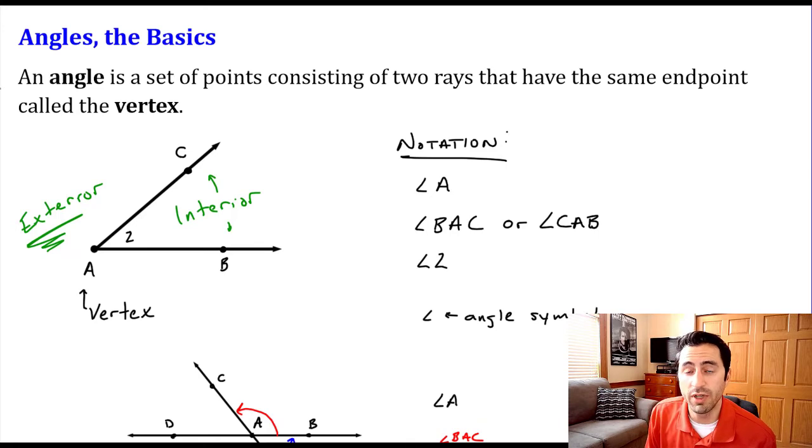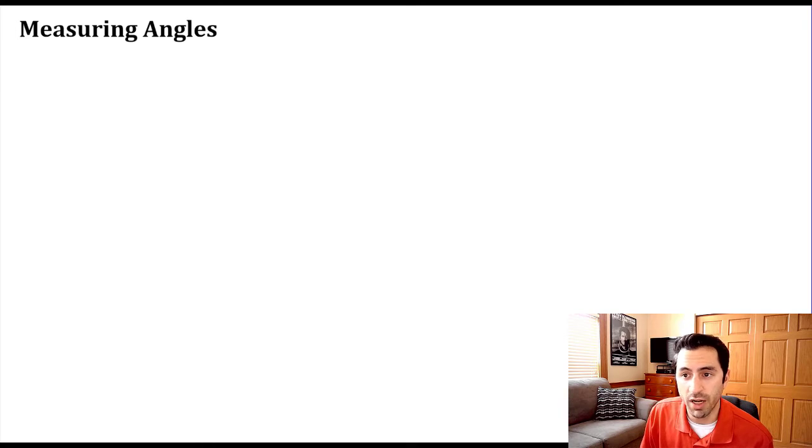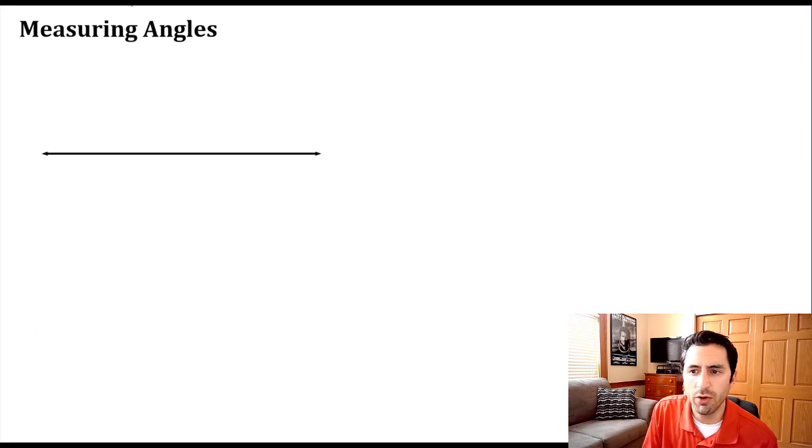Okay, so now that we know what angles are and we know how to notate them, we can also talk about how we measure angles. So we measure angles with degrees. And the way that we're going to do this is with something called the protractor postulate. So I just want to give a quick explanation as to what that is. So the protractor postulate, we're going to start with a line. And let's call this line AB. And then in the middle, we'll put another point. I'm going to call this point O. And O is going to be the vertex of our angles.